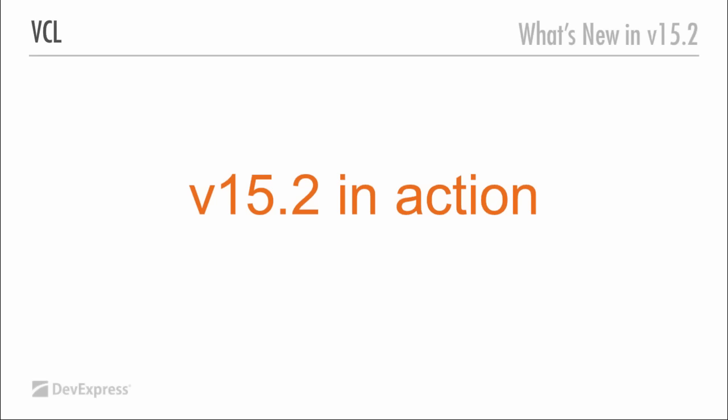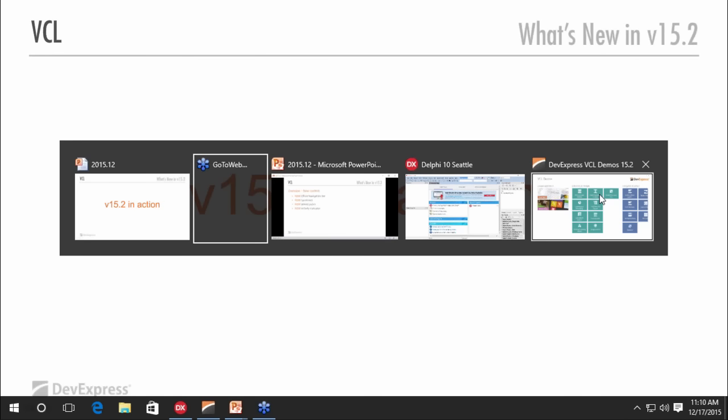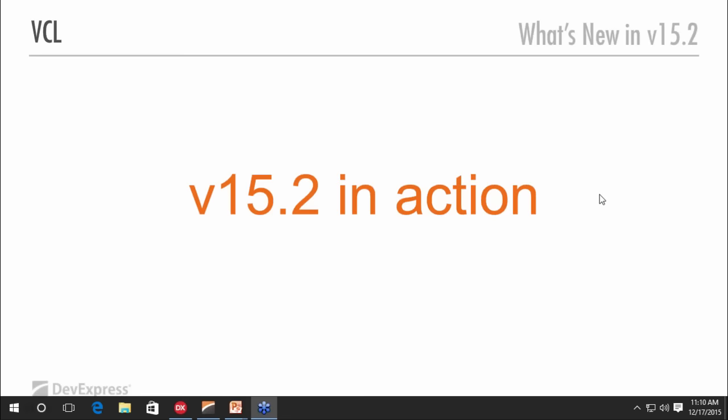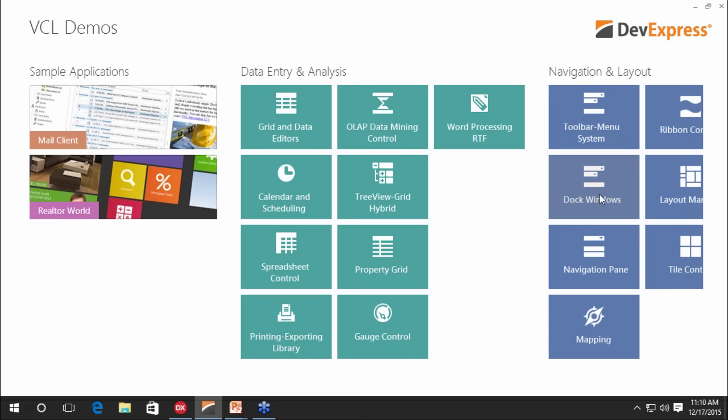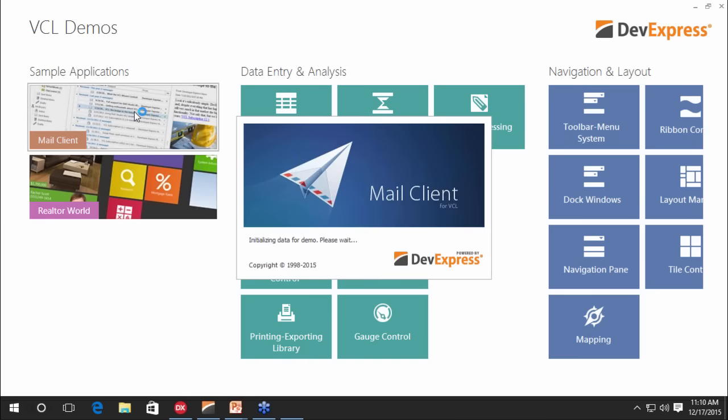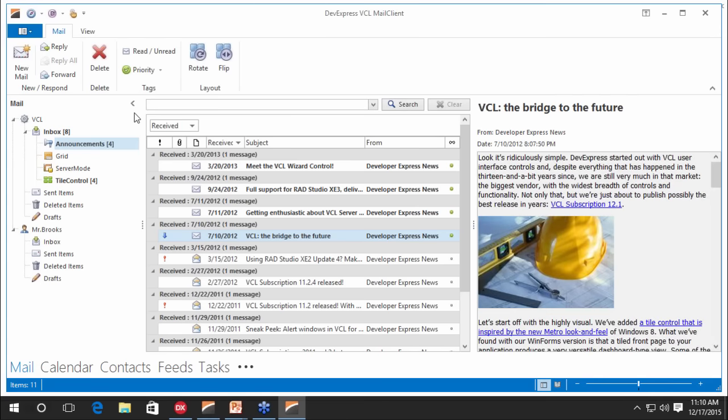Without further ado, it's time to see some of these new controls and features in action. So let me jump to our, oops, let's do this properly, demo application. First of all, we'll start the Mail Client Demo app. Now what we're going to see here is the new Office navigation bar. I'll just let it complete some data generation.